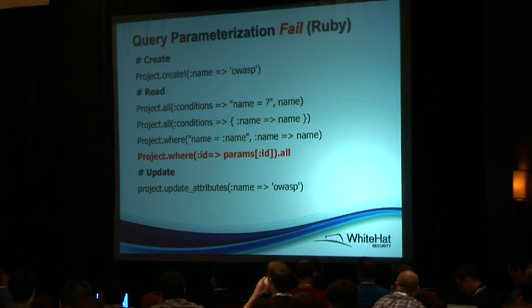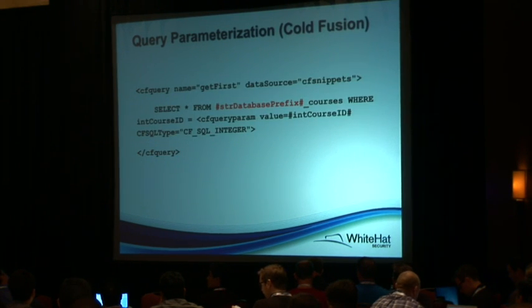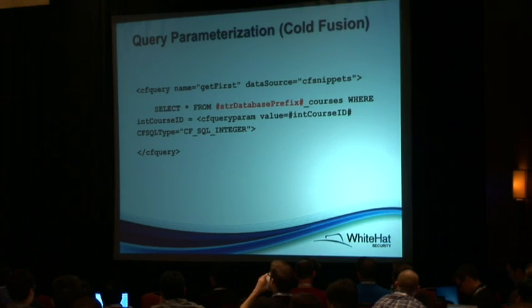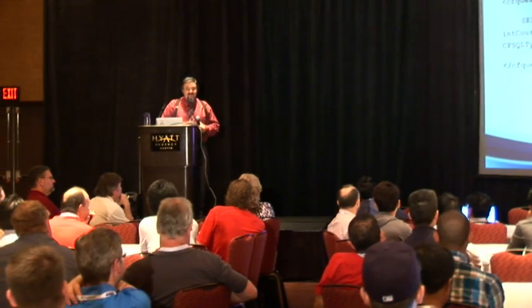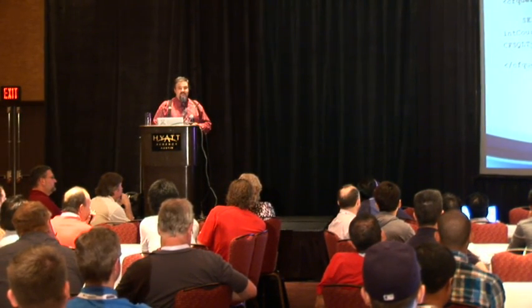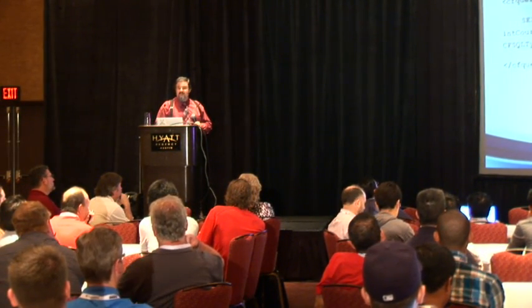And Ruby's the one example of that mistake. Sorry for you Ruby fans. Cold Fusion. Oh, man. Anyone slinging some Cold Fusion? Well, this kind of makes me shudder a little bit. But even Cold Fusion has query parameterization. It's actually one of the best parameterization APIs.